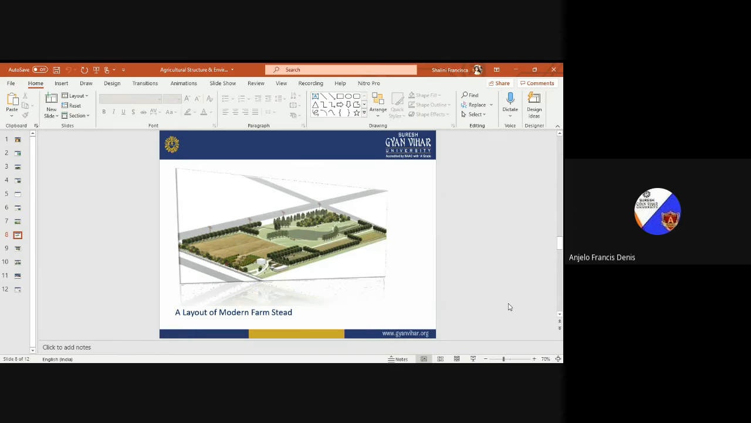A layout of a modern farmstead, this picture can be a very good example. In this picture, you can see that the farmstead is not at the center point, but it is in the corner near the road. So it has some advantages as well as some disadvantages.